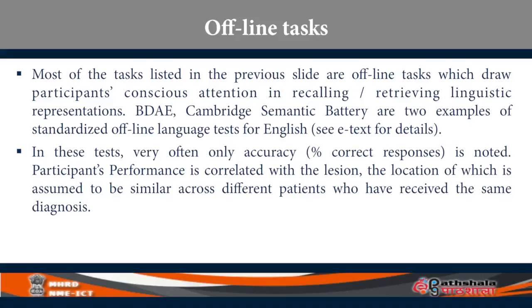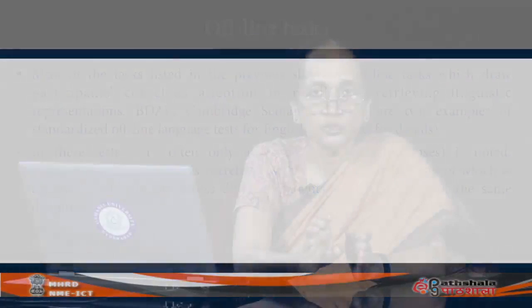Participants' performance, that is that accuracy performance, is correlated with the lesion site. The point to be noted is, suppose a patient makes lots of mistakes in production, they look at some scans and see whether Broca's area is damaged, because you know by now Broca's area is supposedly in charge of production. Wernicke's area is supposedly carrying out comprehension. Now, if production errors are noted in these tests, they go and look if Broca's area is damaged.